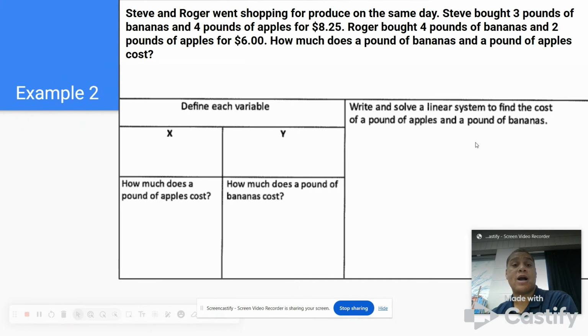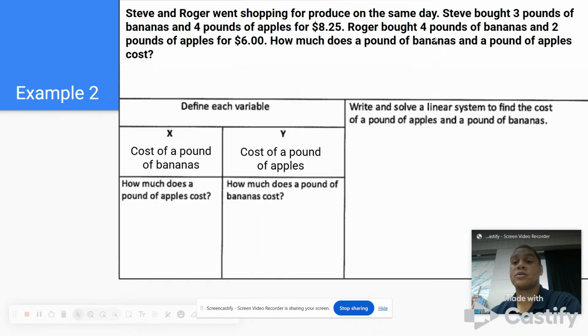Now we have Steve and Roger went shopping for produce on the same day. Steve bought 3 pounds of bananas and 4 pounds of apples for $8.25. Roger bought 4 pounds of bananas and 2 pounds of apples for $6 even. How much does a pound of bananas and a pound of apples cost? Now, what's nice about this problem is they do kind of tell you right there at the end what my 2 variables are. Cost of a pound of bananas, cost of a pound of apples. Kind of says it right there in the problem at the end, okay? That's what it's asking for. That's what your variables are.